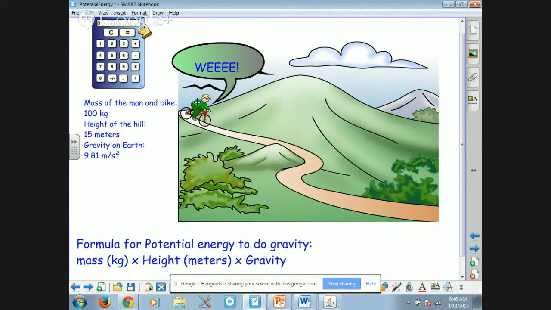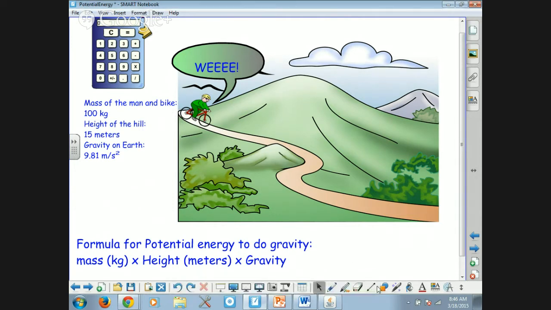So this young fella here is 100 kilograms. Now, when we're talking about the height of the hill, we're talking about the position he's in all the way down here. So I'm going to come over here and use my marker. If this was sea level, for instance, I am looking at this area right there as my 15 meters. Sorry, my penmanship is not so good. There we go. 15 meters, and then gravity on the earth.